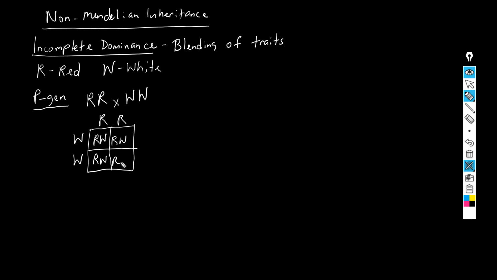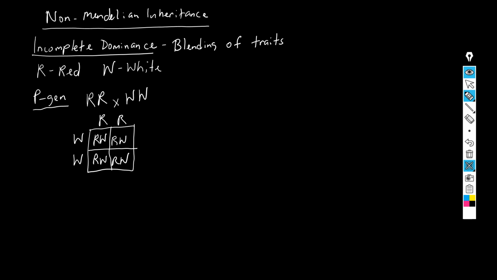Another helpful hint here is notice how all of them are the same. I made them all RW. I didn't make one of my boxes RW and the other box WR. Even though that would mean the same thing, it doesn't look the same. So we want consistency with this so that we don't get confused. We don't want to confuse ourselves.